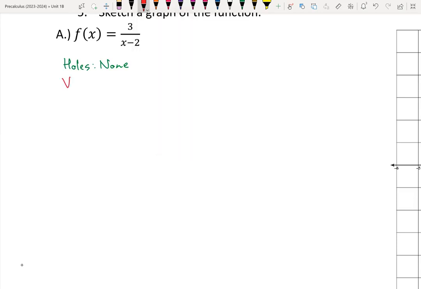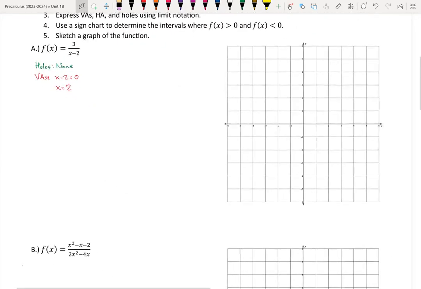Let's see, next, let's do some vertical asymptotes. Do I have any vertical asymptotes? What do I set equal to 0, top or bottom, for vertical asymptotes? Bottom. x minus 2 equal to 0. So where is my vertical asymptote? At positive 2.